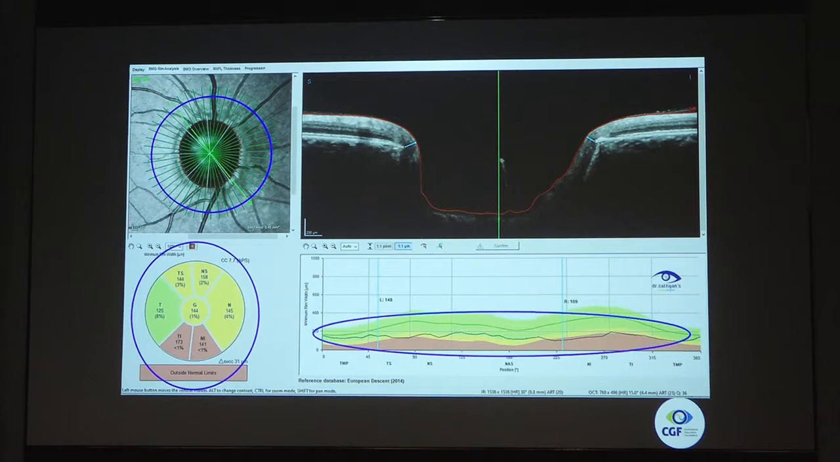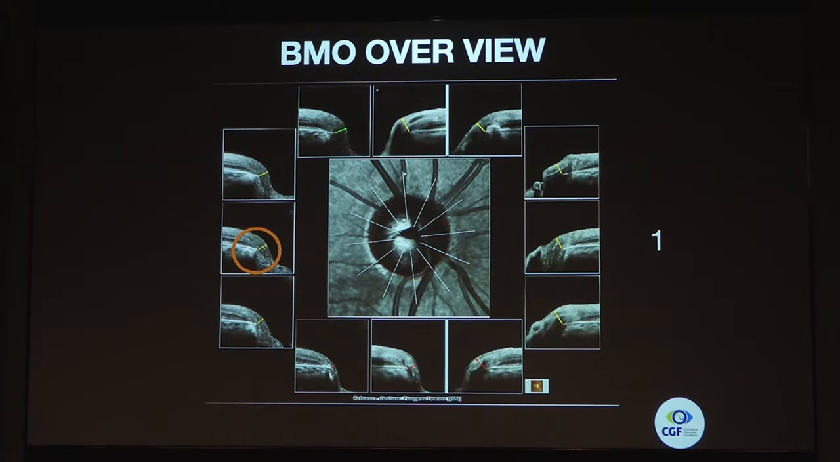When you see it in the machine, this is how you see it. There are 4 zones that will be seen. This is the first area, what Sachin was describing earlier. You have to look at the Bruch's membrane opening point, and also whether the minimum rim width area is marked properly. That is the yellow marking.